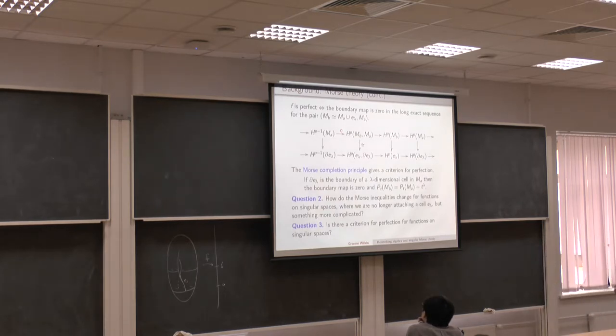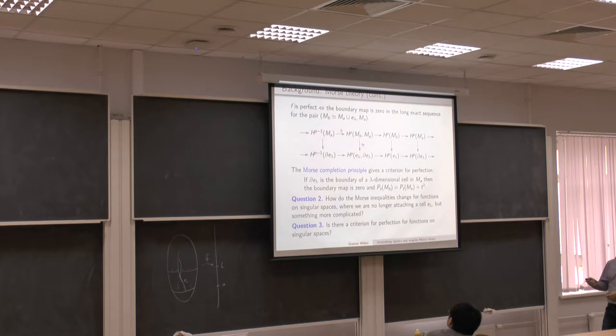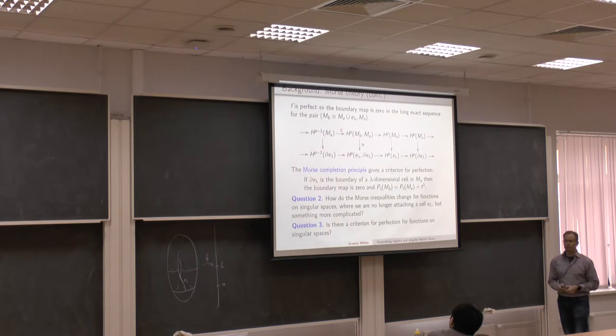Okay, so let's restrict to the perfect case for a moment. If it is perfect, then if you look at this long exact sequence here, going in the cohomology in MA, this boundary map is zero. So you would like to prove that this map is zero, and there's a principle called the Morse completion principle, which gives a sufficient condition for this to be zero.